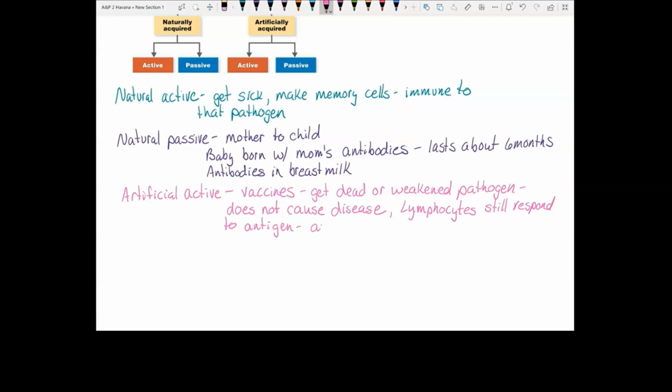So you will do antigen challenge and clonal selection. And you will get memory cells. So now, if you ever do encounter the real pathogen, you already have an army ready to fight it. So you get the memory cells, but you don't have to suffer through having the disease in order to get those memory cells.